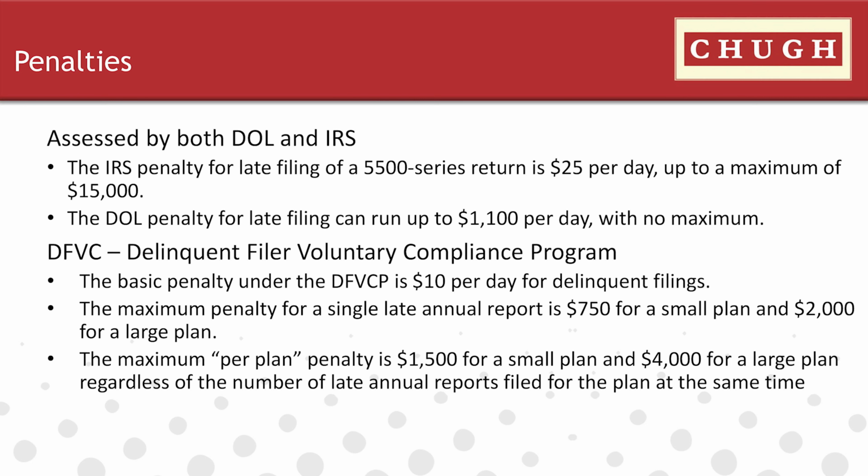The maximum penalty for a single late annual report is $750 for a small plan, generally a plan with less than 100 participants at the beginning of the year, and $2,000 for a large plan. The DFVC also includes a per plan cap. This cap is designed to encourage reporting compliance by plan administrators who have failed to file annual reports for a plan for multiple years. So the per plan cap limits the penalty to $1,500 for a small plan and $4,000 for a large plan, regardless of the number of late annual reports filed for the plan at the same time.